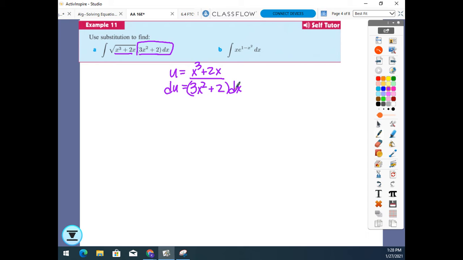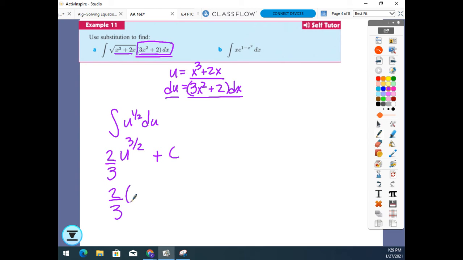All right, so now we just substitute our u's in. This is the square root of u, or u to the 1/2. And this whole thing is the same thing as du. Add 1, divide by 3/2, which is multiply by 2/3, plus c, and then replace the u back with what it equals.